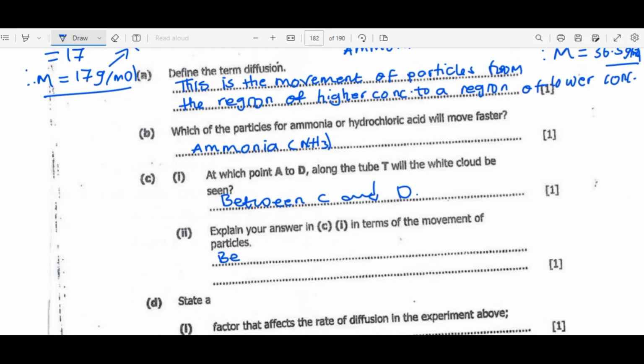So say because ammonia is lighter and would cover the greatest distance.